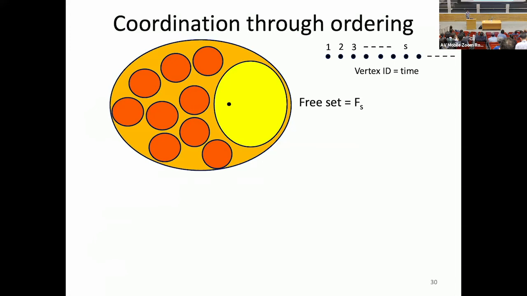Suppose at some stage, let's say we're processing vertices in order. So the vertex ID, I'm going to think of time, and that can be randomly chosen. So vertex 1, 2, 3, 4. And up to some point S, let's say there's some portion of the graph that has already been clustered. I don't know how, it's been done.